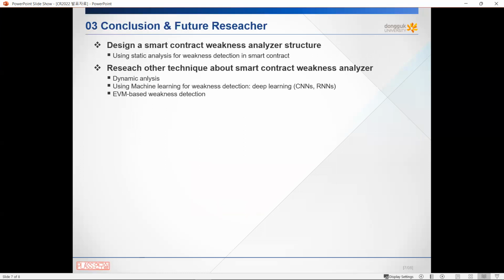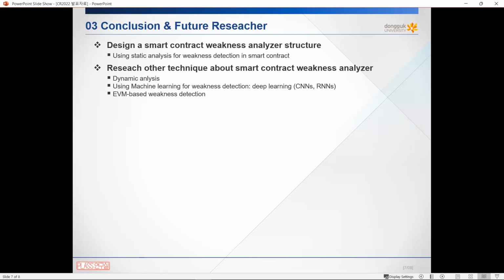Yes, finally, I will get to the conclusion and the future work of the paper. In the paper, we use some static analysis techniques for vulnerability detection in smart contracts, which are an important part of the blockchain network. By the proposed analysis, developers can check vulnerabilities in the process of developing decentralized applications for blockchain networks and prevent attacks from hackers and defend the blockchain network and applications.